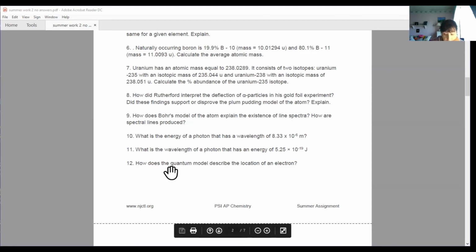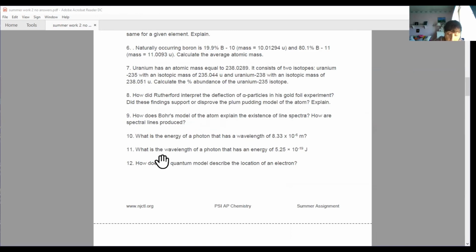So number 10, the answer should be 2.39 times 10 to the negative 10 joules. And number 11 should be 379 nanometers, or you will find 379 times 10 to the negative 9, or you can find 3.79 times 10 to the negative 7. Each of those are always the same.